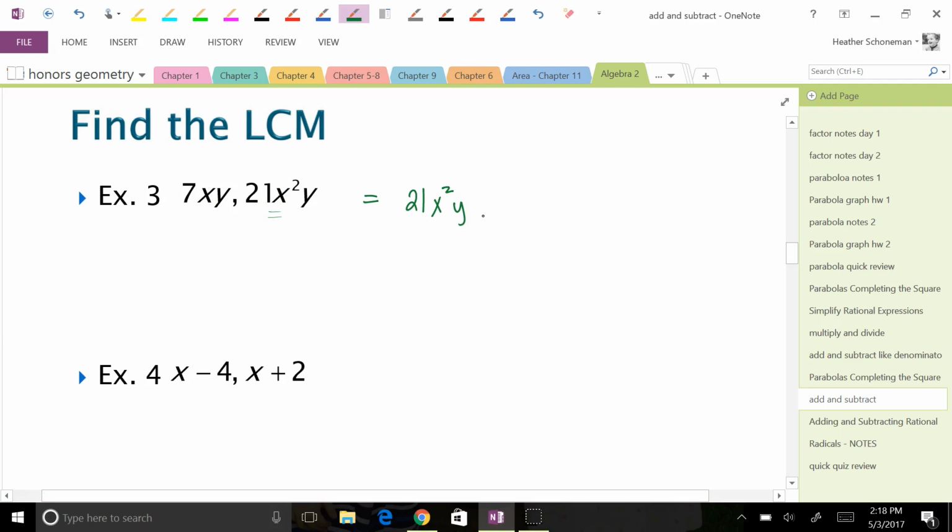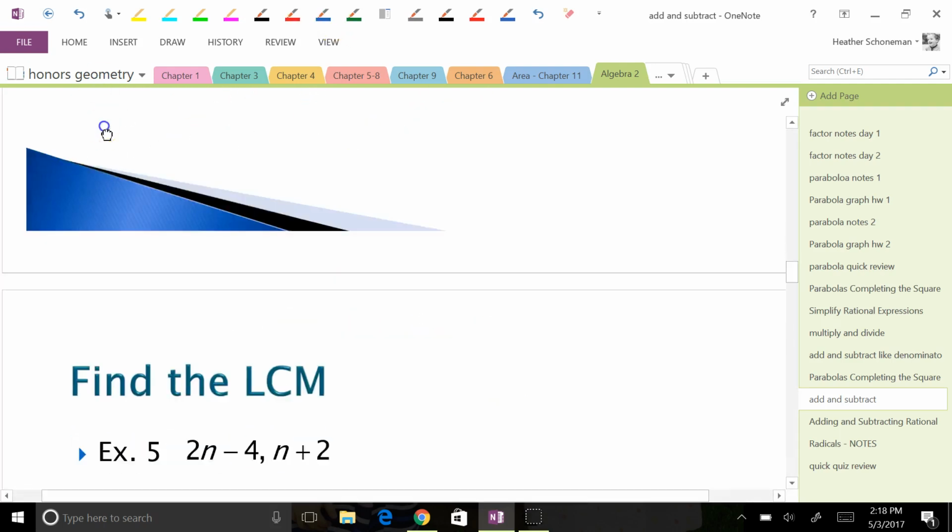That's our least common multiple. Okay, look at number 4. When they're just expressions like this, they become their own groups. So for the least common multiple, this one over here has an x minus 4, so we need to take that because everything needs to be represented. And this has an x plus 2, so that has to be represented. And that's my least common multiple. I know it's kind of weird, but I think it'll become more natural as we work through it.